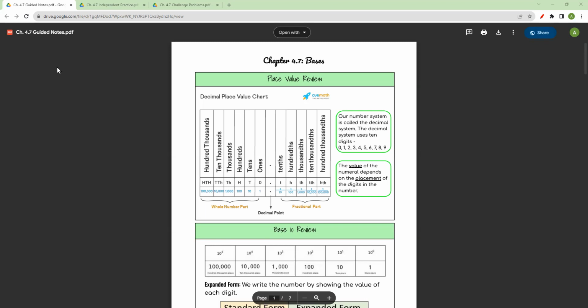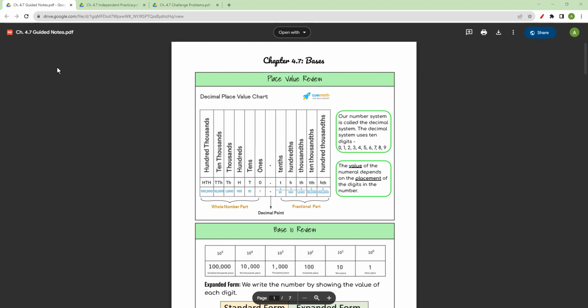These guided notes are quite lengthy because I wanted to make sure that you had all of the information that you needed to be able to do the independent practice and to grasp this topic fully, because it can be a little confusing if you've never worked with different bases. So we do have 7 pages of notes.